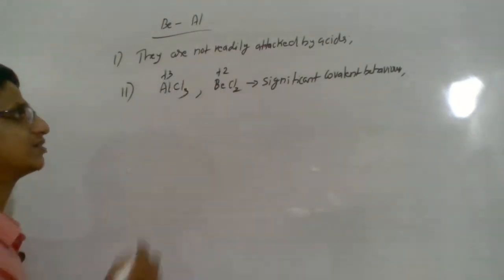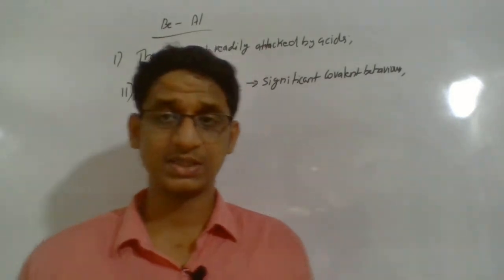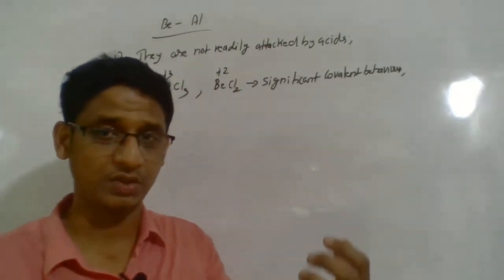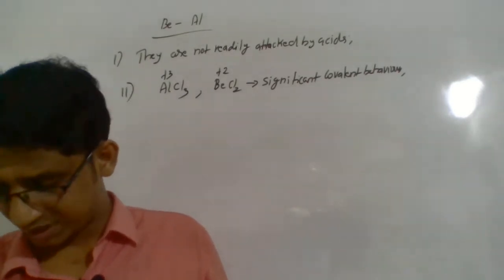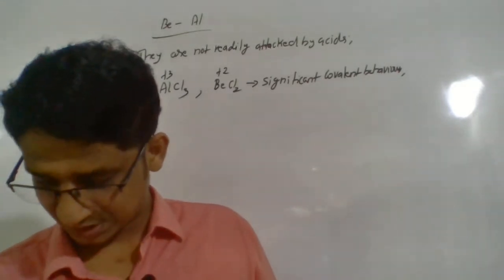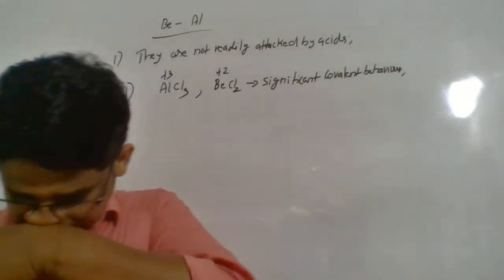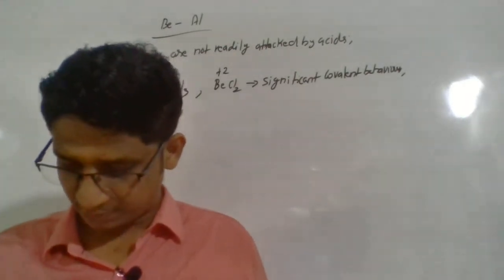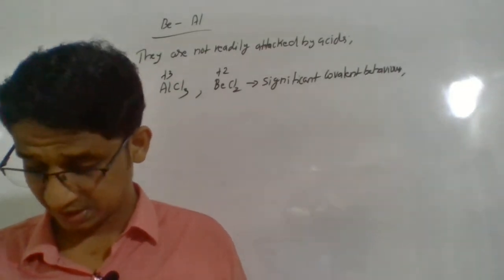The higher the charge of the cation and the smaller the size of the cation, the higher the polarizing power. The higher the polarizing power, the higher the covalent nature. Higher covalent nature means they tend to dissolve in organic solvents like ethanol. So that's another property you can remember. Next, beryllium and aluminium dissolve in boiling alkali and liberate hydrogen to form berylates and aluminates.